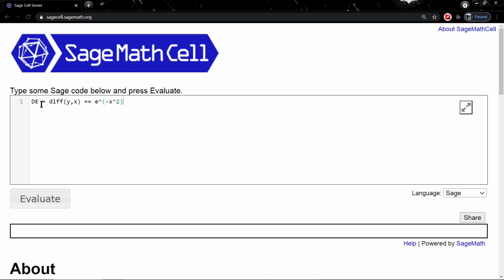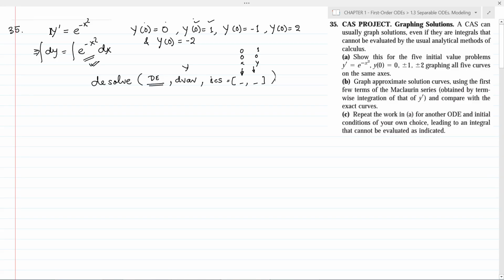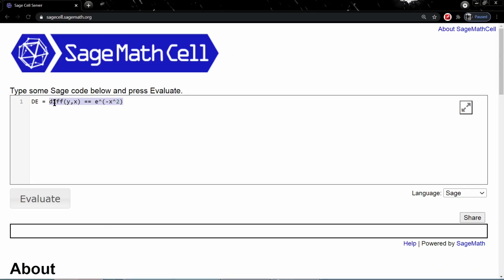Now in programming, a single equal to symbol means assignment and double equal to means the equal symbol as it is used in mathematics. So this highlighted part means dy by dx equal to e to the power minus x square, as it has been given in the question, that is y dash equal to e to the power minus x square. Now this equality symbol means this equation has been assigned to the variable dE. Now this dE variable holds this entire equation. So instead of writing this equation repeatedly, we can just use the dE variable which represents this entire equation.